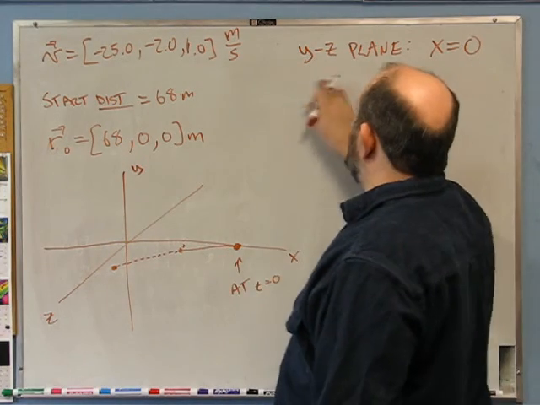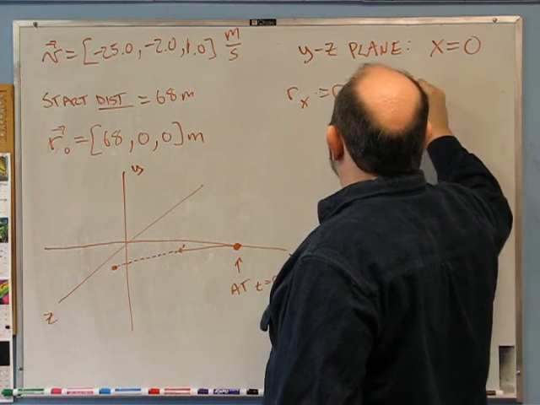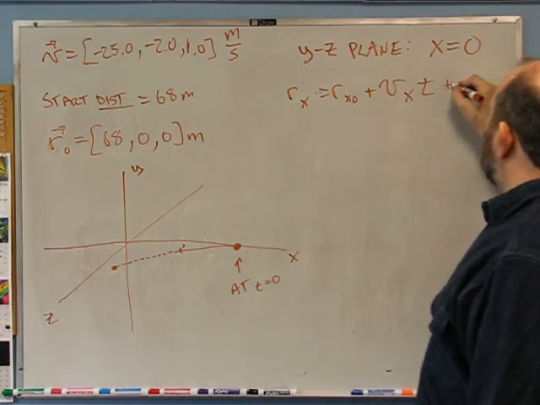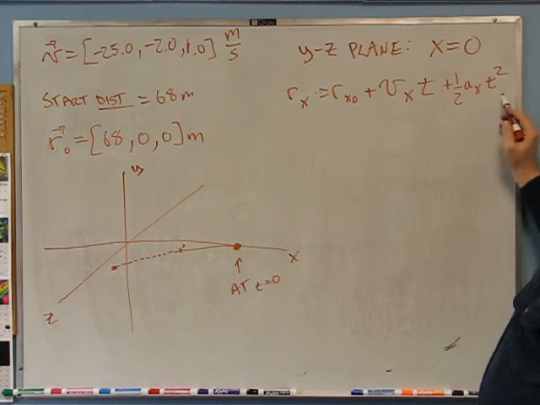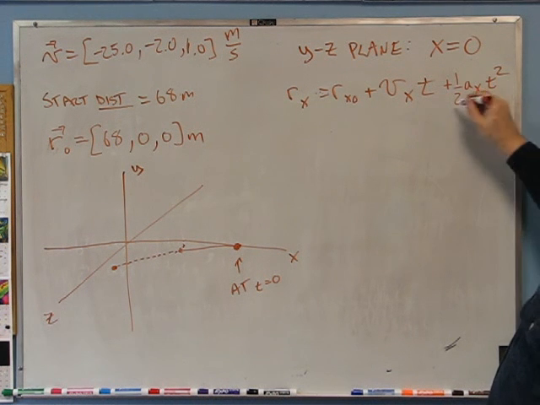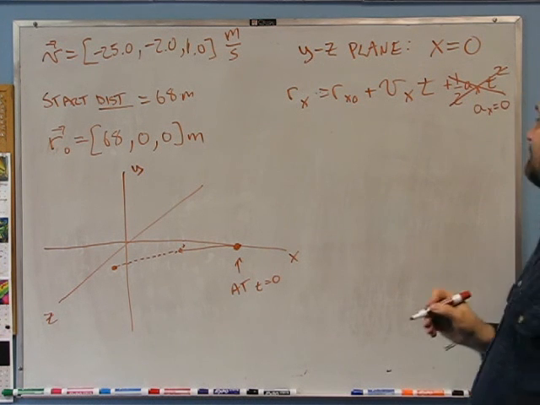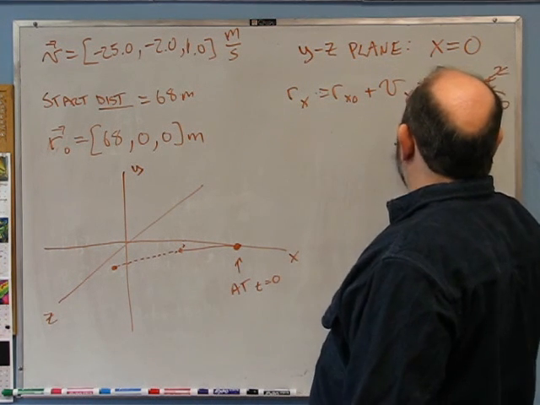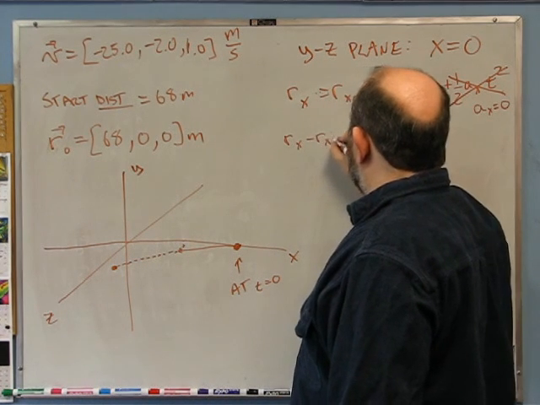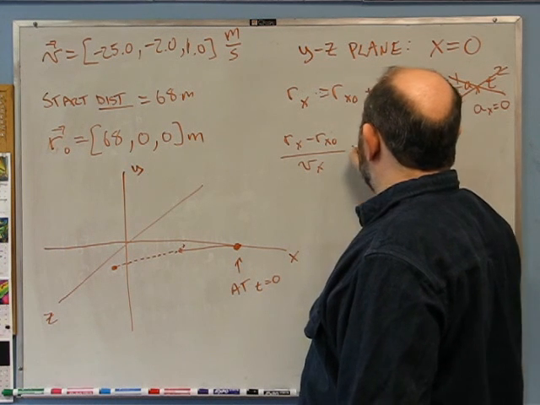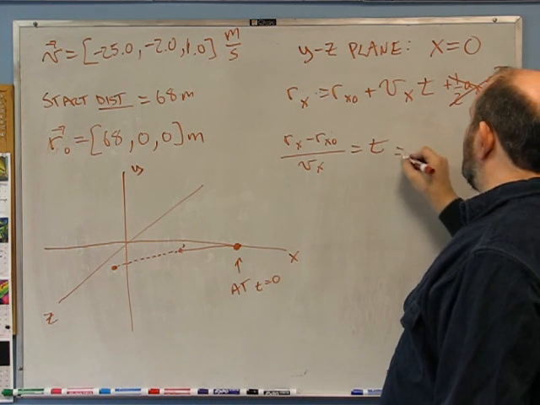Well, I know that R sub X is going to equal R sub X zero plus V sub X times T, plus one half A sub X T squared. So this is the X component of one of those kinematic equations we had from last term, except we don't need this last term because A sub X is equal to zero, since it's moving at a constant velocity. What I'm really after is T, so I'm just going to solve this for T. R sub X minus R sub X zero, divided by V sub X, is equal to T. So I subtracted Rx zero from both sides and divided by Vx.